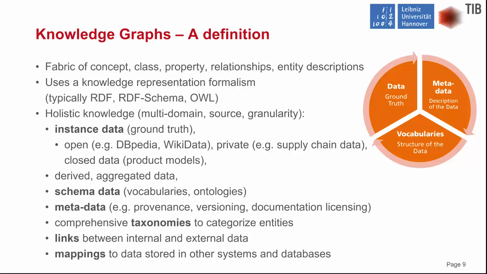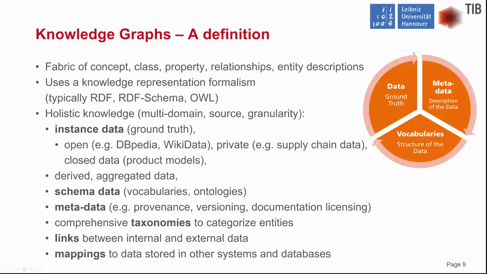It's also quite holistic in a way that it covers multiple domains, multiple sources, different levels of granularity, like, for example, instance data from open sources, from private sources in a supply chain, or also completely closed data. And then we can have also derived aggregated data, schema data, metadata, taxonomies, links, and mappings.